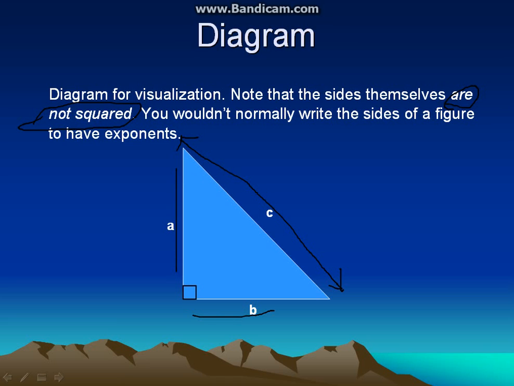Okay, the legs are not the same thing as the hypotenuse. The hypotenuse of a right triangle is longer than both of these. A plus B. Well, rather, A squared plus B squared equals C squared. So that means this hypotenuse is longest. Okay, let's go to the next slide.